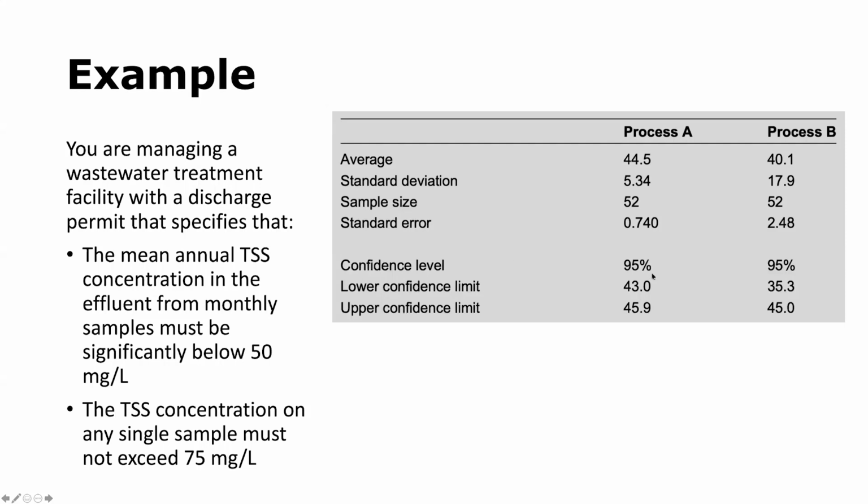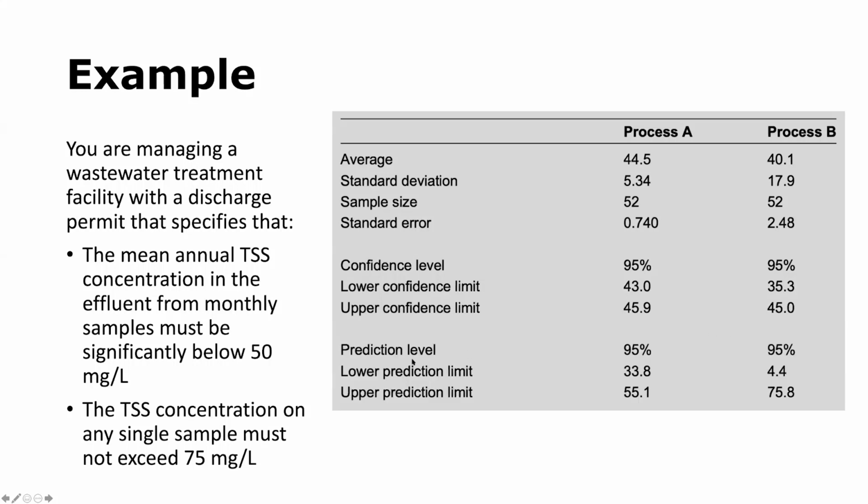Well, if we look at our confidence level and we calculate the 95% confidence interval, we can see that for process A, that interval goes from 43 to about 46 milligrams per liter. For process B, it goes from 35 to about 45 milligrams per liter. So the confidence intervals, not even just the average, for both processes are still below that threshold of 50 milligrams per liter. So in terms of the first threshold, both of these processes are complying.